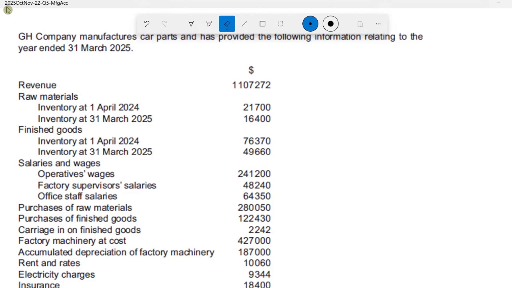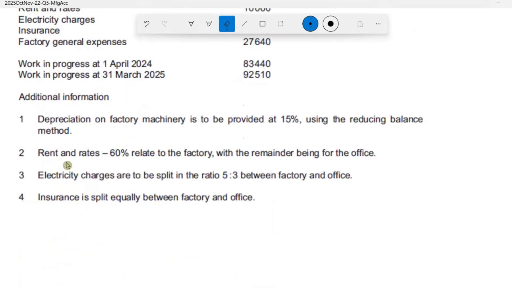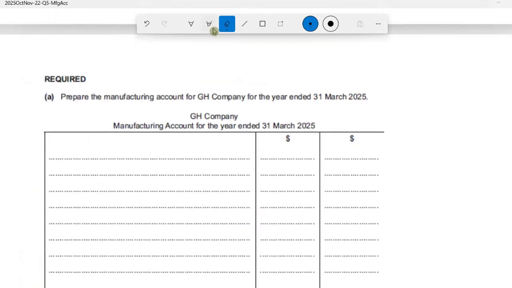This is IGCSE Accounting, October 2025. As usual, before we dive into the details, we are going to read the requirement to be clear of what's needed to answer. Right, the first requirement is to prepare manufacturing account for GH company for the year ended 31st March 2025.